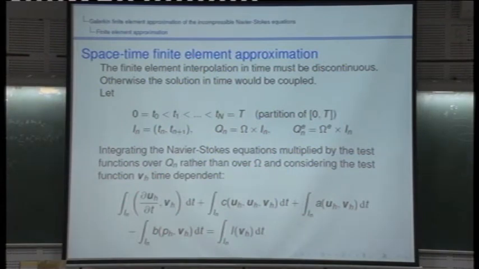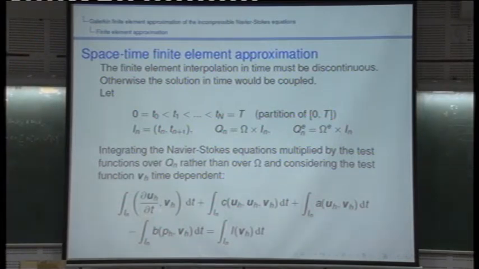Let's consider, as I was saying, a space-time slab, omega cross a time interval. And also the elements: we can consider a space-time element, which is an element in space cross that time interval. So that's sort of a prism, the domain in space times the time interval. And now we consider the Navier-Stokes equations integrated over a space-time slab, and the test functions are also time-dependent. Now we don't have the test functions time independent, but time dependent.